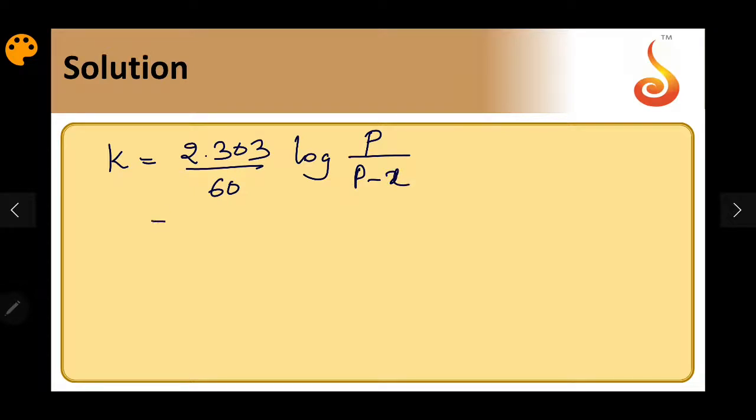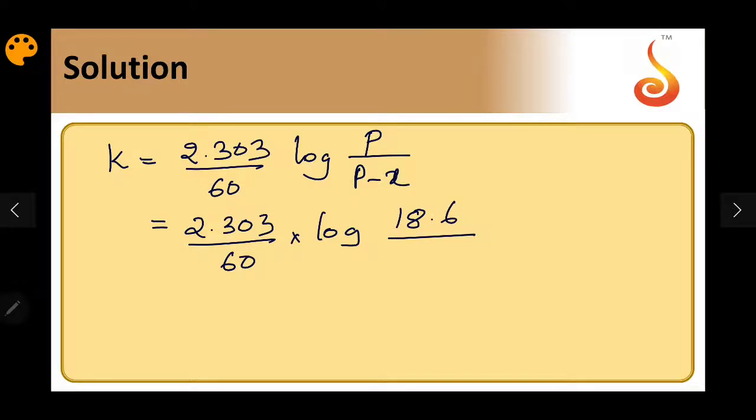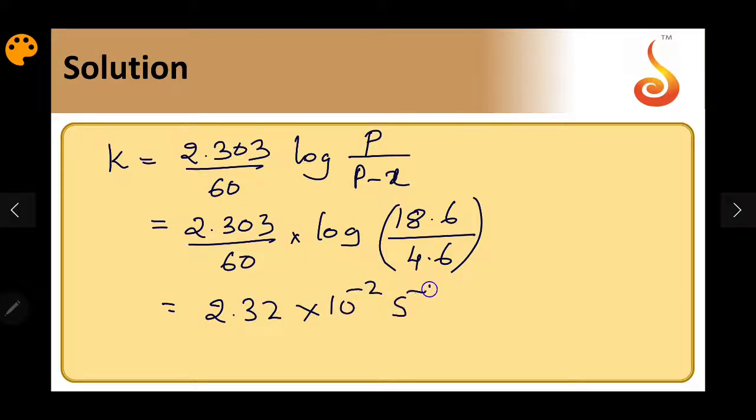What is the value? So 2.303 by 60 into log of 18.6 by 18.6 minus 14, so it is 4.6. If you simplify this, I get 2.32 × 10 power minus 2 per second. This is the value of the rate constant. It's a lengthy calculation, so you have to carefully see the data and get the proper answer.